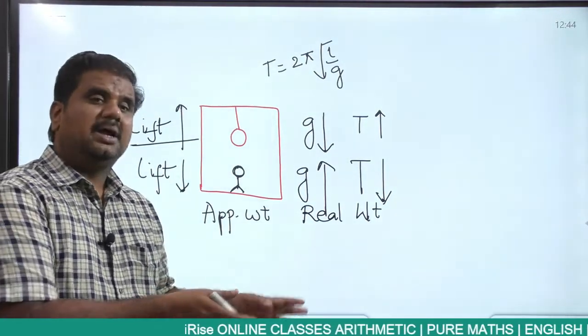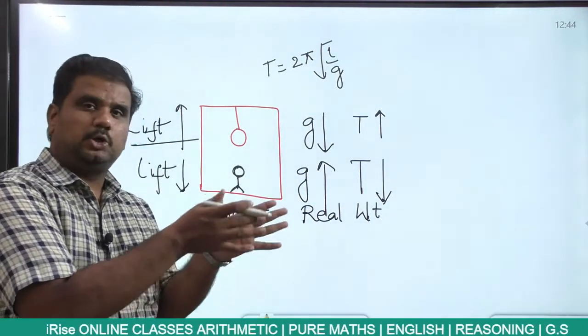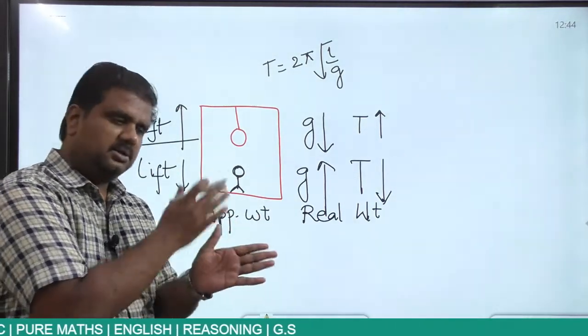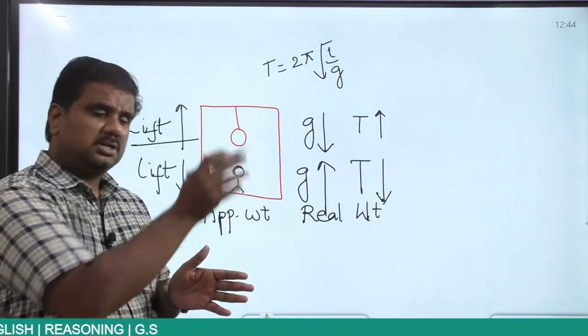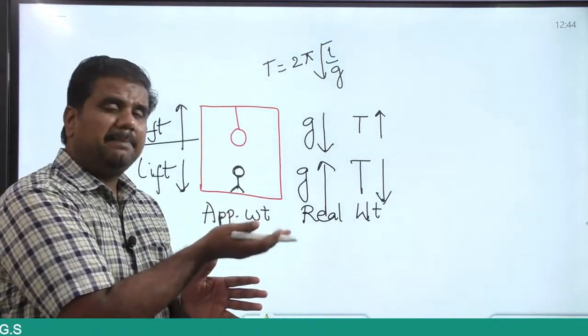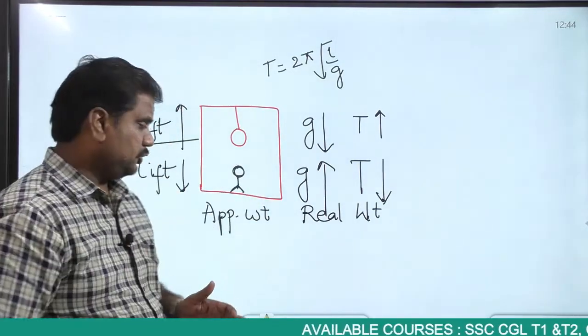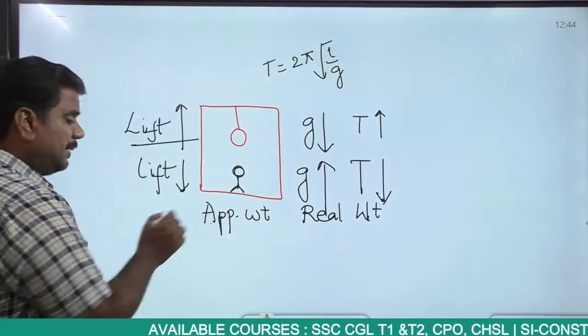That is the reason why at that speed, it is difficult to control a vehicle. Right? The moment an accident takes place, it leads to more damage, because at that speed the weight appears to be less, and at the same time it is difficult to control the situation. That weight is what you call apparent weight.